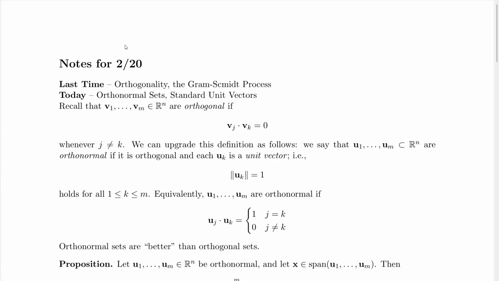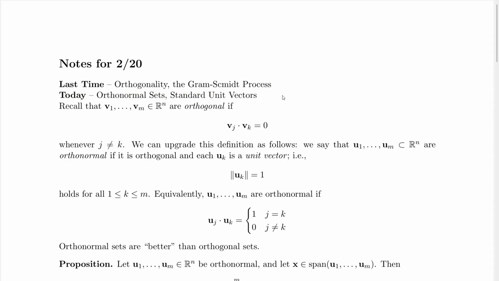All right, so last time we investigated orthogonality a little bit more closely. Then we proved something called the Gram-Schmidt process, and worked through an example. Today we will upgrade orthogonality to orthonormality, and we'll look at the classic standard unit vectors.